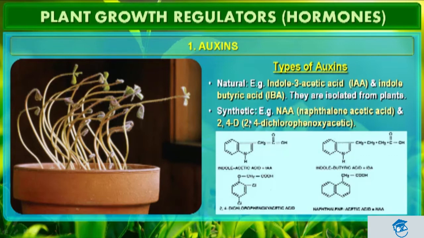And the second category of auxin is synthetic. For example, NAA, naphthalene acetic acid, and 2,4-D. Remember, students, 2,4-D is a very commonly used auxin these days. 2,4-D, that is 2,4-dichlorophenoxyacetic acid. And these are the structures of natural as well as synthetic auxins.